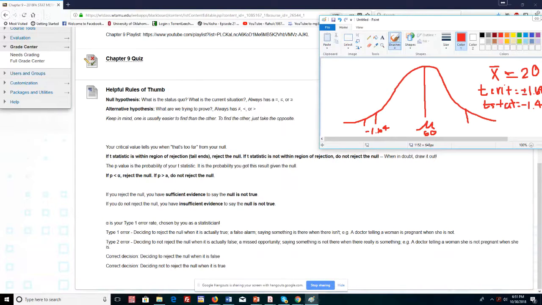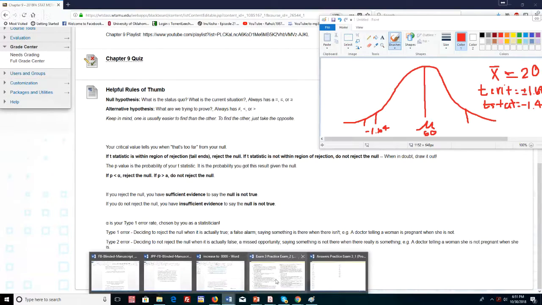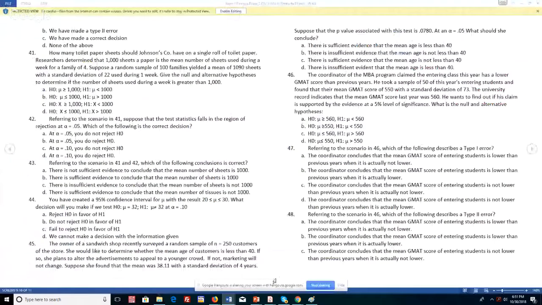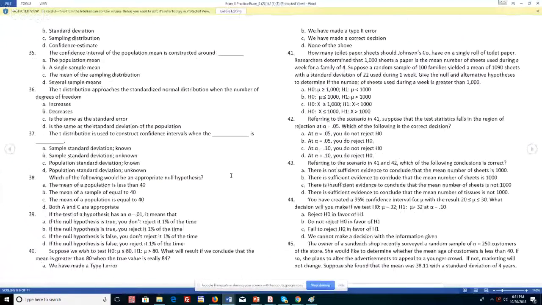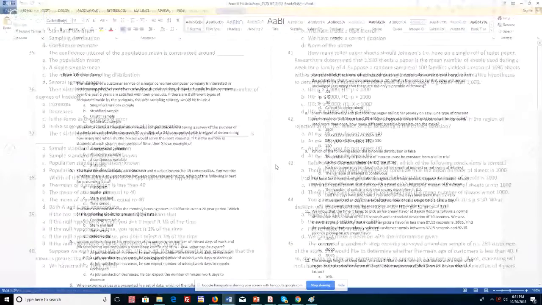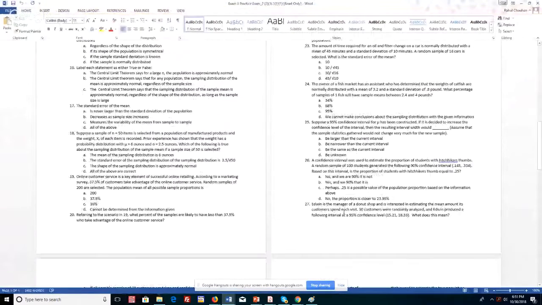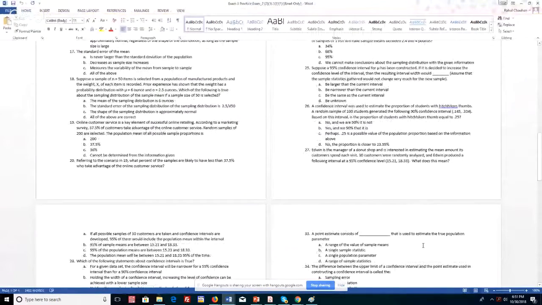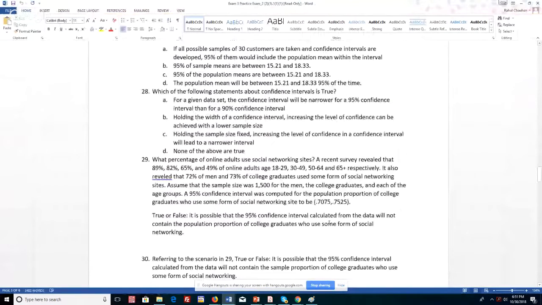Okay, so I still don't see any questions. So I'm just going to go over these Chapter 9 questions over here. Let's see, starting with 38. So this is from the practice exam.